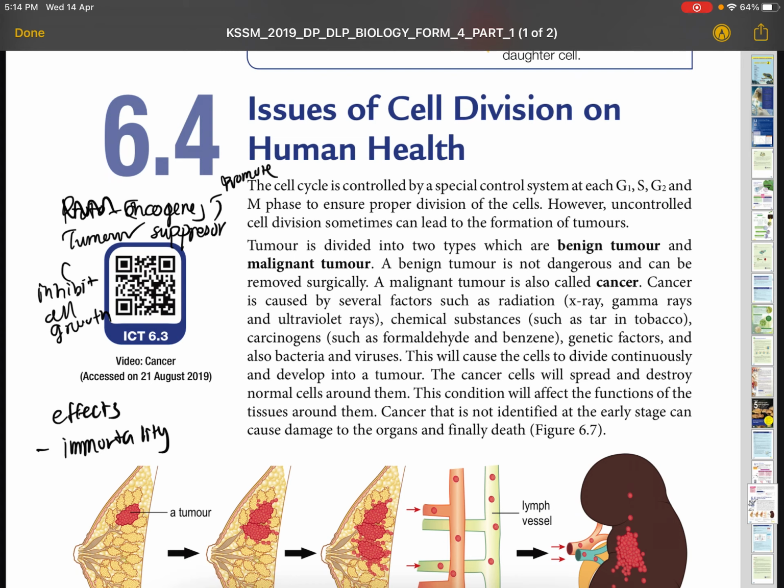And then number two is migration. Migration is the one that I mentioned just now, where if your cancer cell gets into the blood vessels or a lymphatic vessel, it will go throughout the whole body. And the last one, loss of contact inhibition.